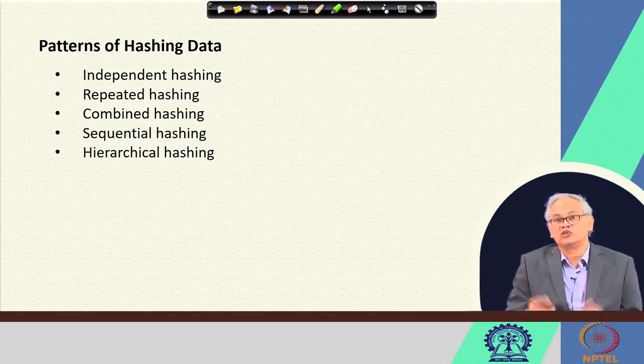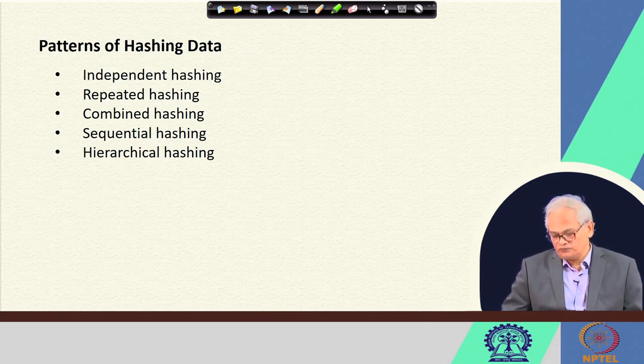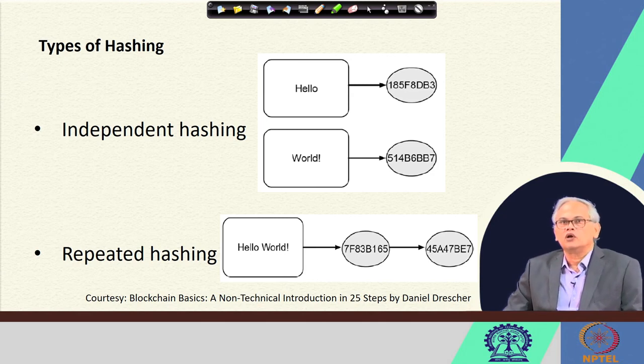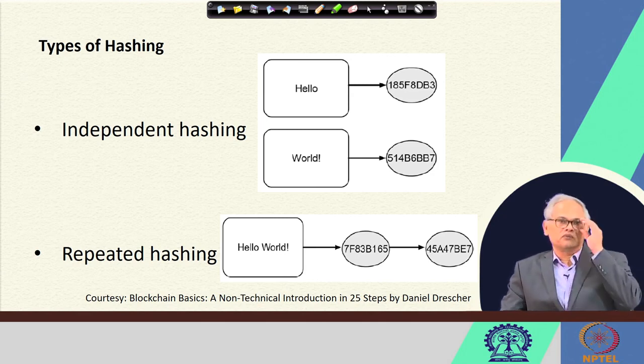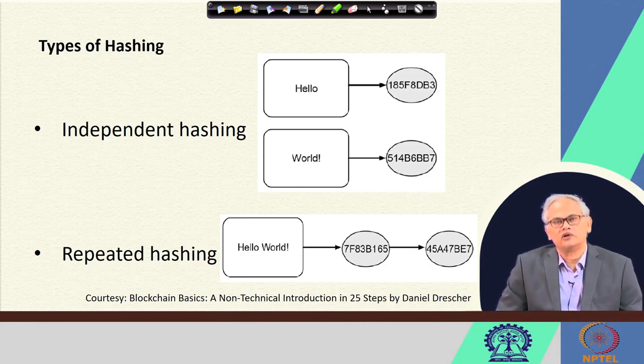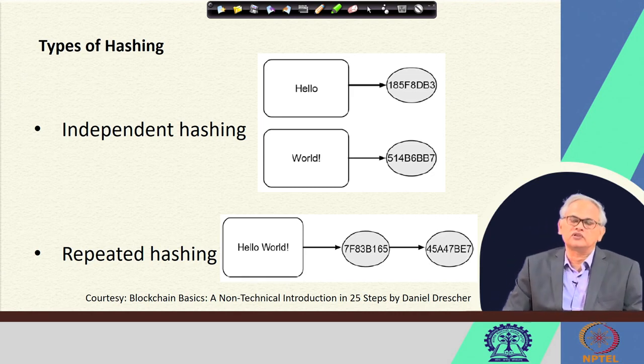Of course, you can also think of other ways of combining hashes of data. You are welcome to think about others beyond these 5 different types that we discuss here, and let us see what these mean. These examples and diagrams are available in the book that we referred to in our last lecture, and are also listed in the references in this lecture.